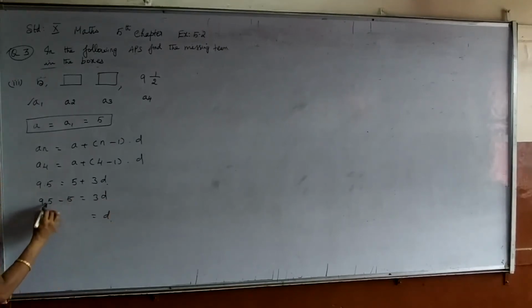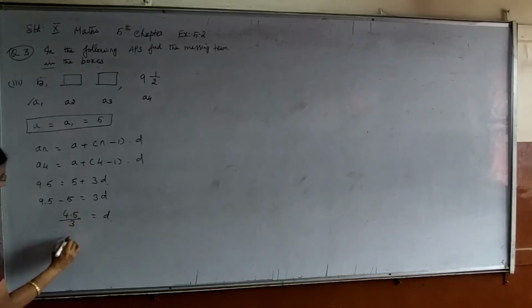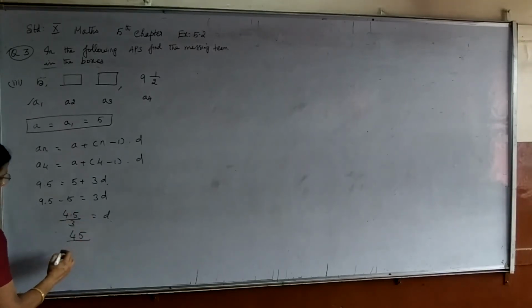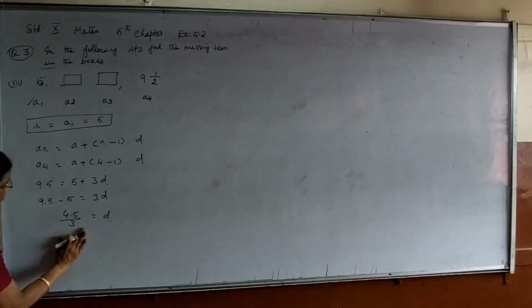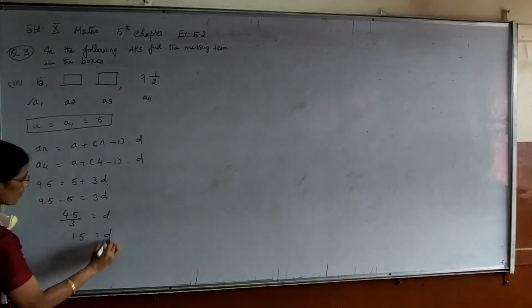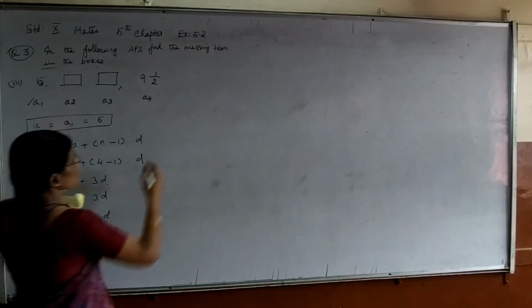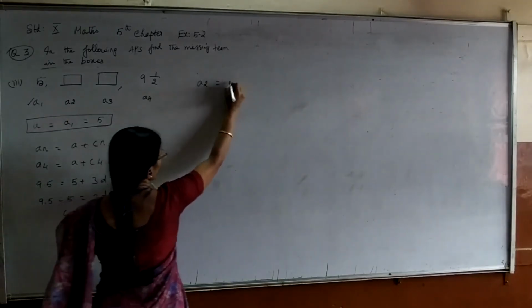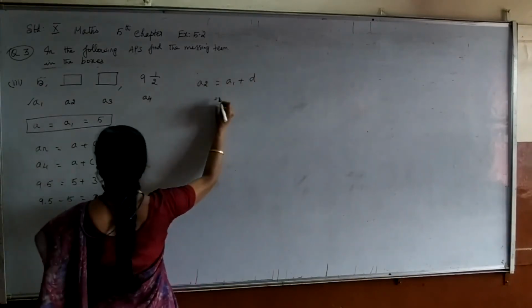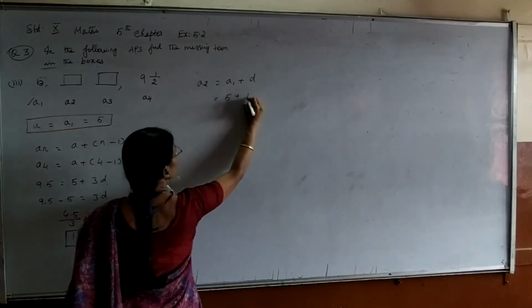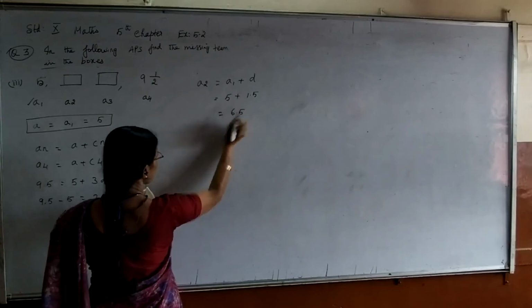So D is 4.5 upon 3. Can be written as 45 upon 30. Remove the decimal point, or directly also we can divide. We get 1.5. So we got the value of D, got the value of A also. We are supposed to find out A2. What is A2? A2 is A1 plus D. What is A1? A1 is 5. D is 1.5, which is equal to 6.5.